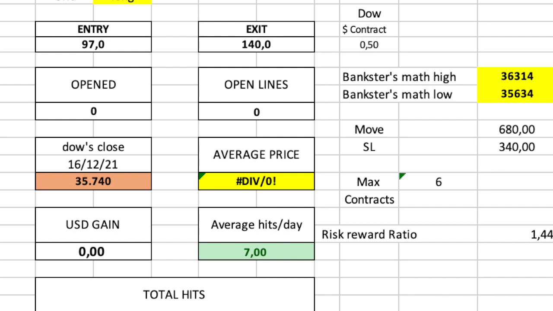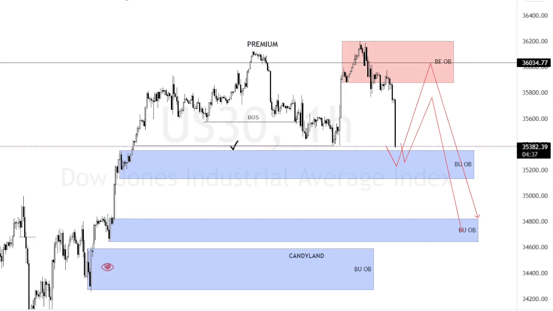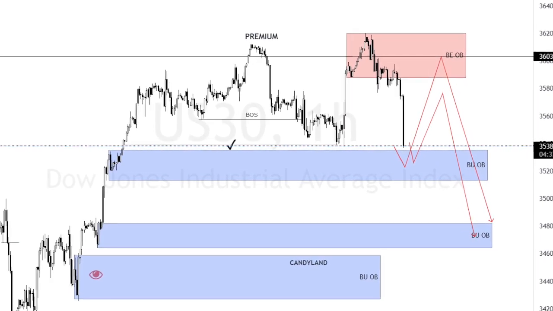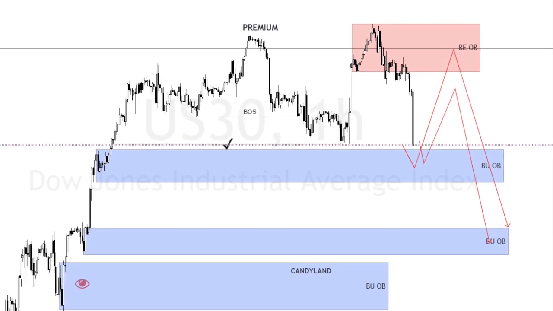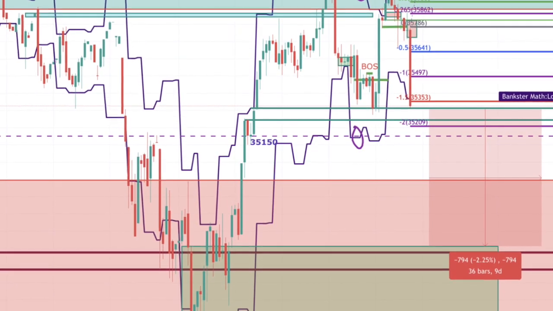So basically I have my grid here, and my grid has been profitable for 1, 2, 3, 4, 5, 6, 7 days now. Of course it can be just a coincidence, but it's a lot, guys. It's 5,315, okay. And this has everything to do with the metric and the formula that Randy gave me, and it's impressive, right? So this is the Bankster's Math high and the Bankster's Math low.